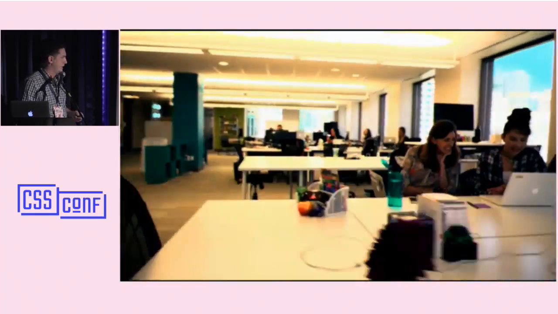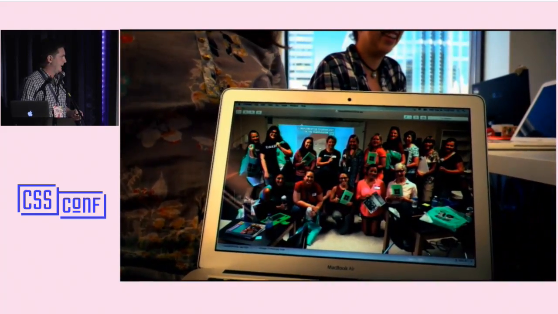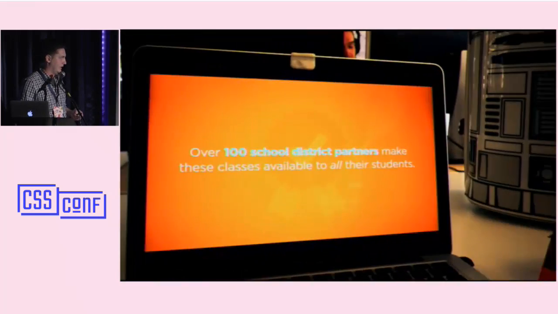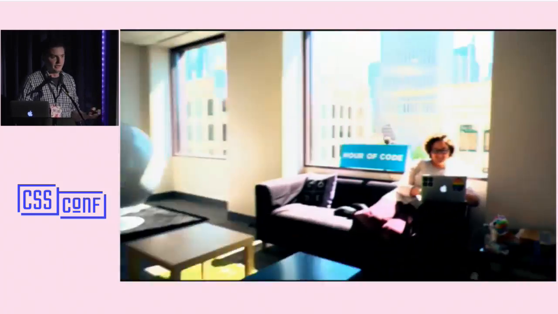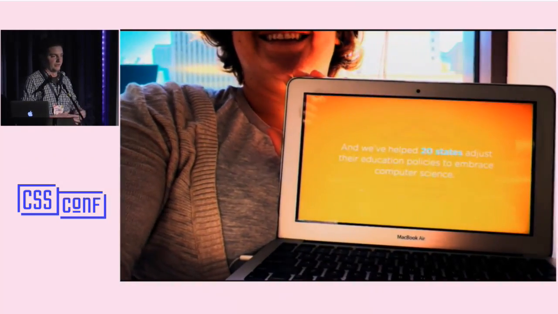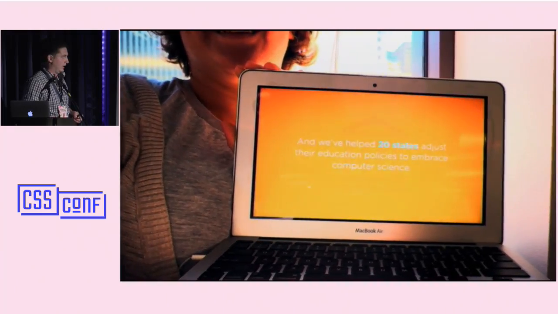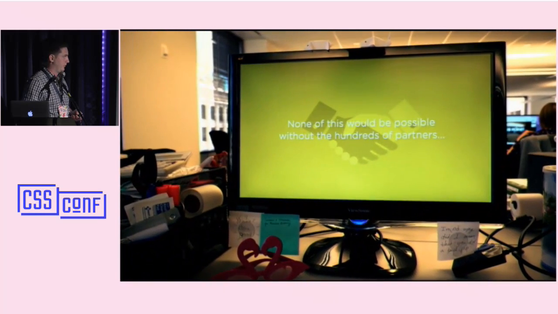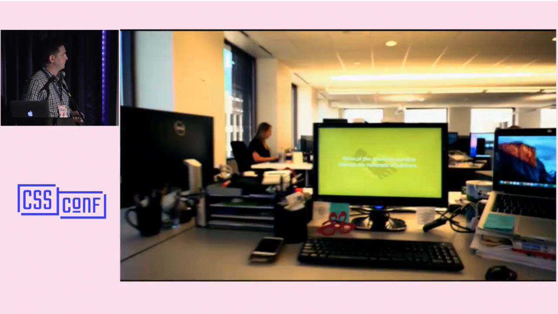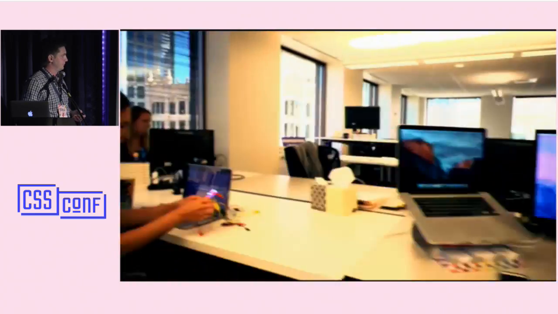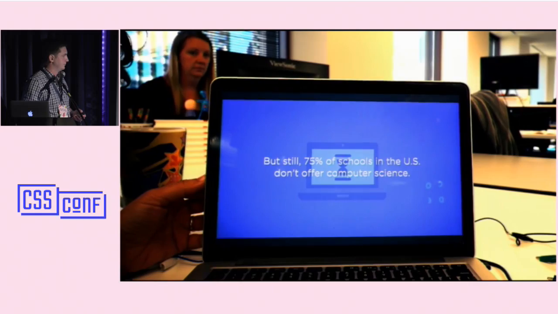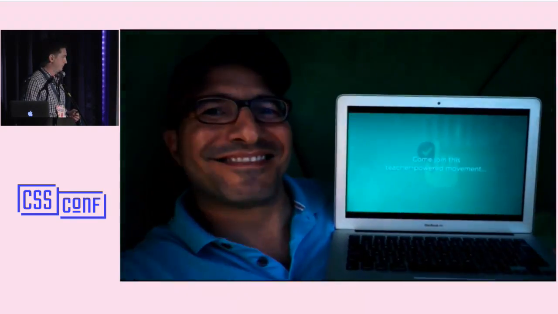40,000 teachers have been trained. Those are some of the teachers having completed the training. And we have a bunch of school districts. A lot of the largest school districts, inner city school districts, have signed on to basically implement computer science across their whole district, K-12, which is pretty sweet. So 75% of schools still don't cover computer science.